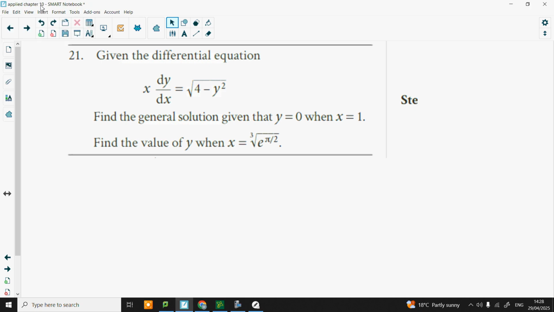Given the differential equation x dy/dx equals the square root of 4 minus y squared, find the general solution given that y equals 0 and x equals 1. Find the value of y.